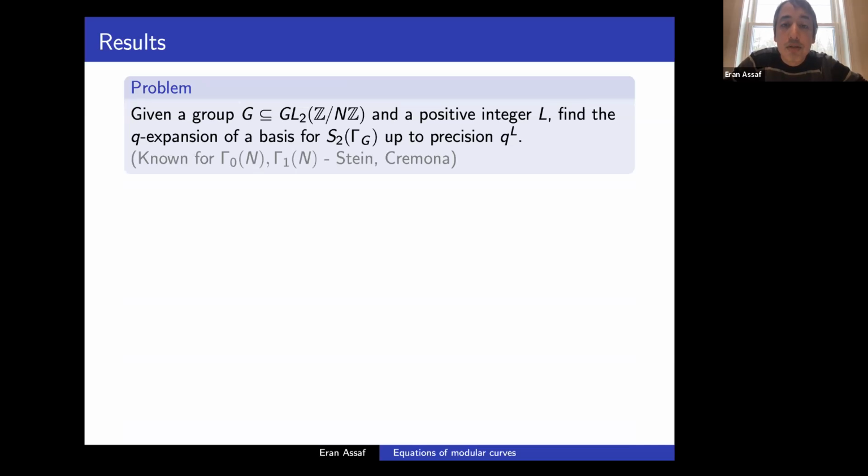Okay, so now suppose that we have a subgroup of GL2 of Z mod NZ and some positive integer L. Our problem of finding an equation reduces to finding the q-expansion of a basis for the space of cusp forms up to a certain precision. This is known for the Borel subgroup, for gamma 0 of N, and for gamma 1 of N, which are all the 2 by 2 matrices for which the diagonal is also congruent to 1. So they actually fix a point.